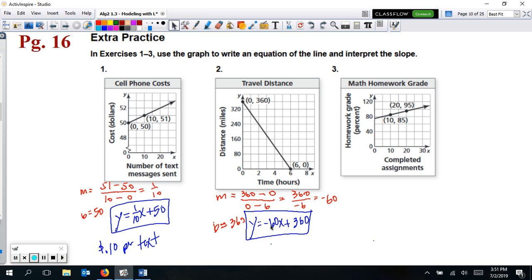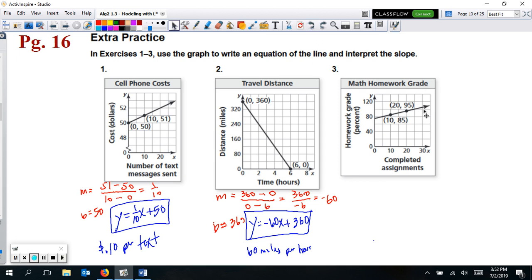Now, as far as interpreting what this means, it looks like we're going down here. So here's what we're talking about. For every hour, for x, as you plug in an hour, it looks like you're traveling 60 miles per hour. So you're going from your destination here, travel distance, it's going to be like a trip. The trip is 360 miles away, and for every hour you're traveling 60 miles off of your total distance, getting down to eventually your destination right here. So 60 miles per hour is what our slope is talking about.